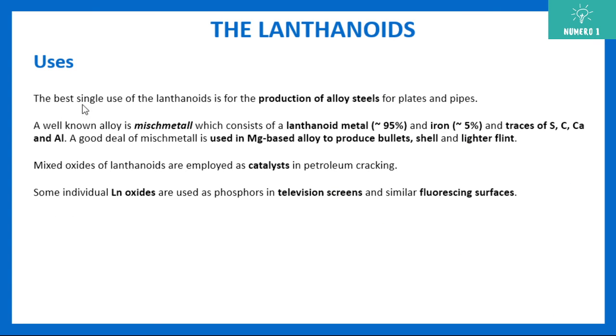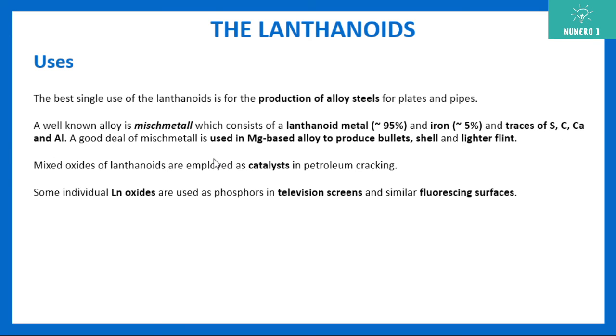Some of the uses. So the best single use is in the production of alloys. Okay, that is also alloy steels for plates and pipes. Also, note that there is one very well-known alloy that is mish metal. That is actually lanthanide metal, that is 95%, 5% iron, and there are some traces of sulfur, carbon, calcium, aluminium.